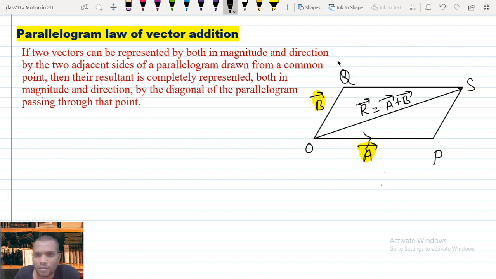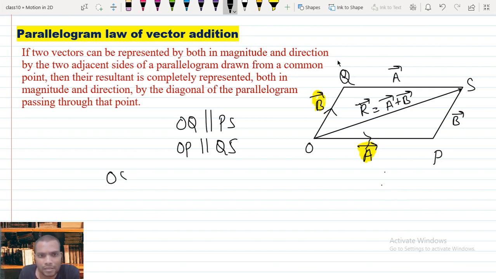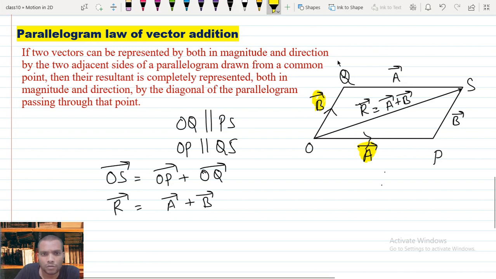Either you can add from this side to this side, since OQ is parallel to PS, so the PS vector is nothing but B bar itself, and OP is parallel to QS, so the QS side is nothing but A bar. So we represent OS, the diagonal vector, which equals OP vector plus PS vector, or OQ vector. So in terms of OS, I can write R bar equals A bar plus B bar. To get the resultant vector, we just need to add the two adjacent sides of a parallelogram. So this is how we can write it.